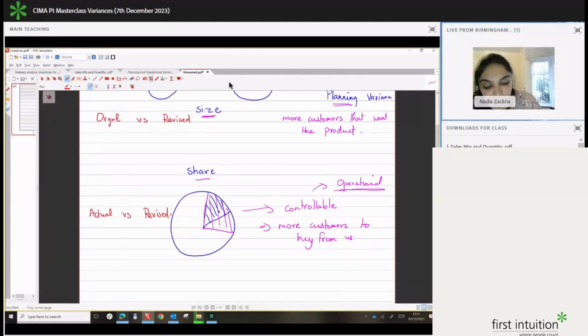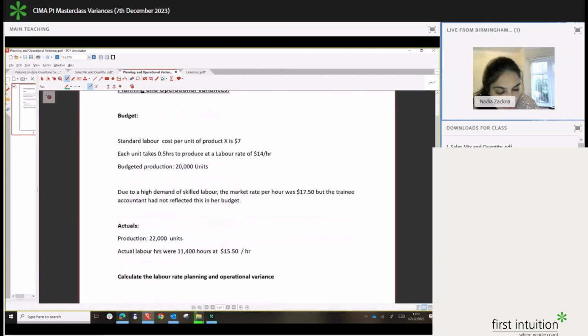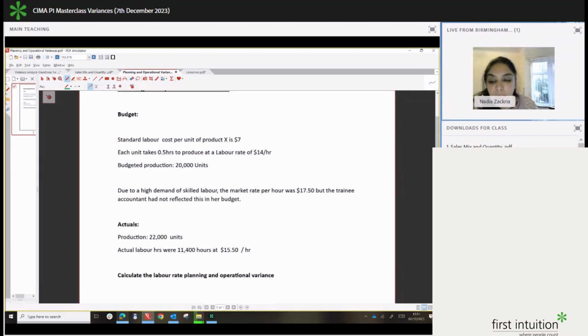Let's quickly have a look at a question to do with planning and operational variance, but this time I've taken something to do with labor. So we're going to have a look at labor variance when it comes down to planning and operational. Standard cost was predicted to be $7 per unit of X. Each unit takes half an hour to produce and each hour is paid at $14, which means for half an hour it is $7. Budgeted production ends up to be 20,000 units.